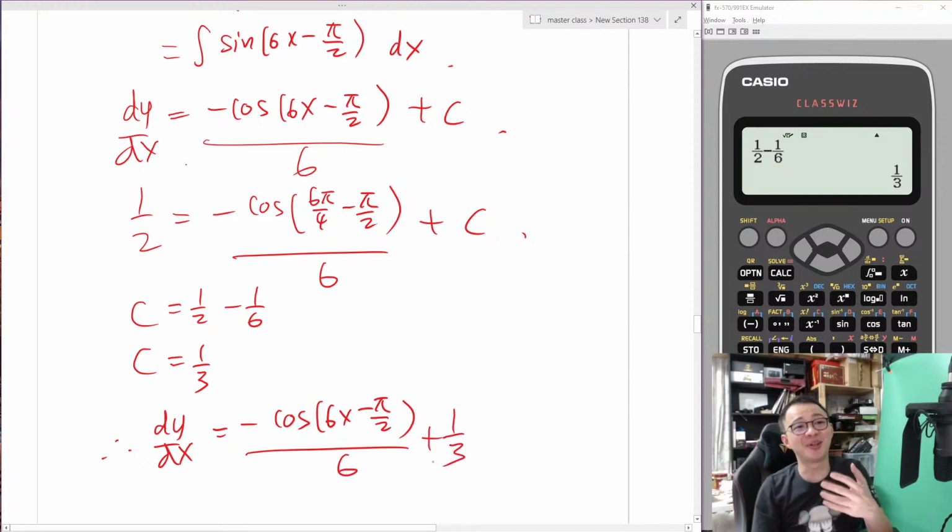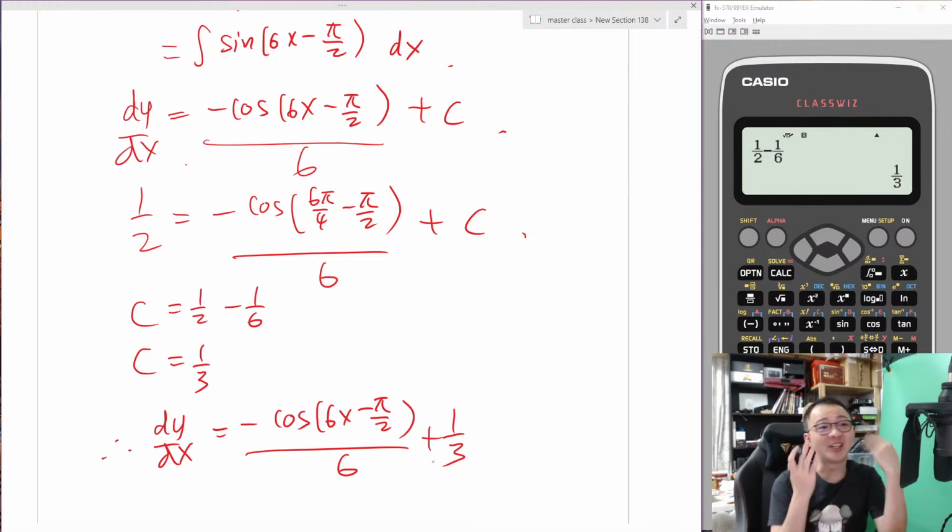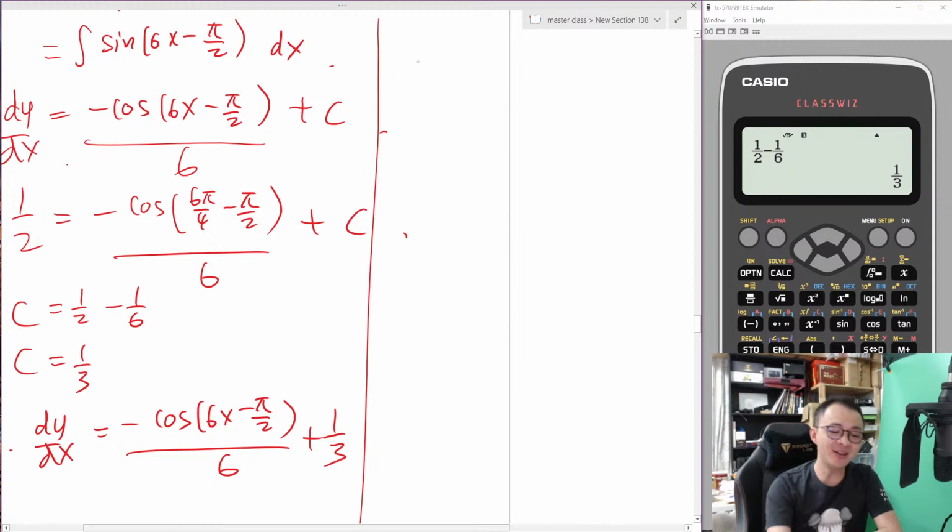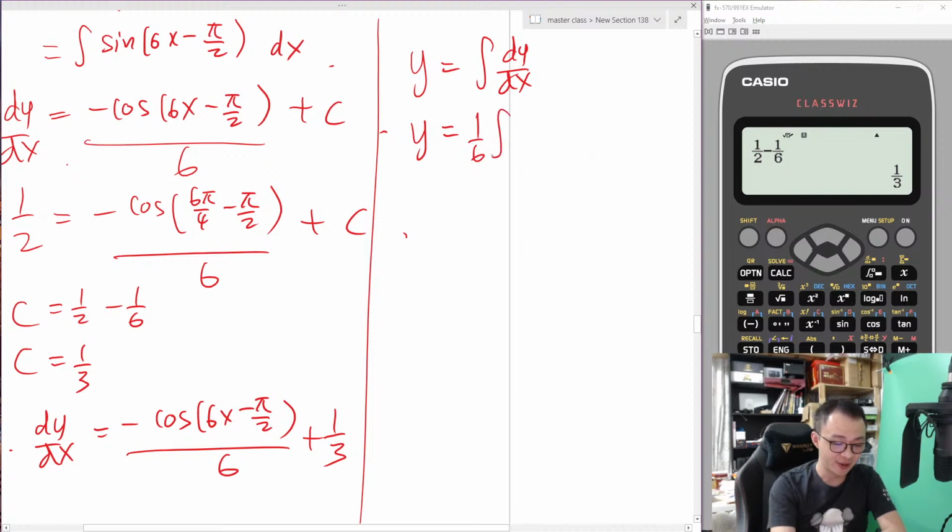We haven't finished because this question is not about finding dy dx. This question wants us to find the equation of the curve. How to find the equation of the curve: we understand the equation of curve y is actually the integral of dy dx. Okay, so I will need to integrate dy dx again. Integrate negative cos. Normally if I integrate like this, I make my equation easy. I take out the 1 over 6, so I take out negative 1 over 6. I don't want to make my equation so complicated.